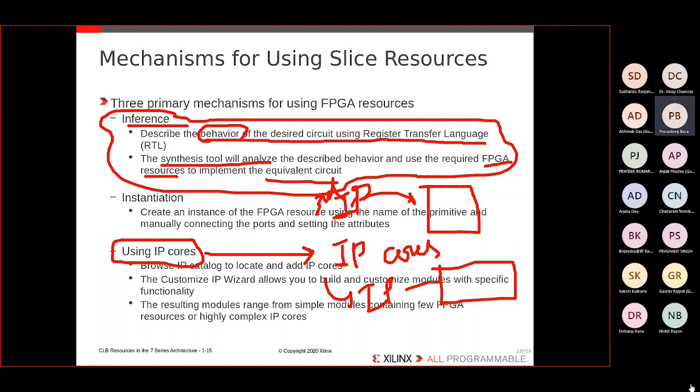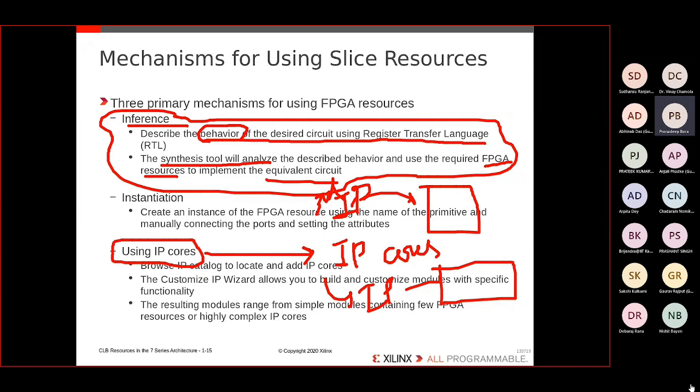Let's say I want to implement a huge memory with more or less features. Let's say I want to implement a FIFO memory. Or let's say I want to implement a microprocessor. Microprocessor IPs are already available in the market. I will use those IPs and configure them depending upon my requirement, and I will use them in the design. So what is the advantage?